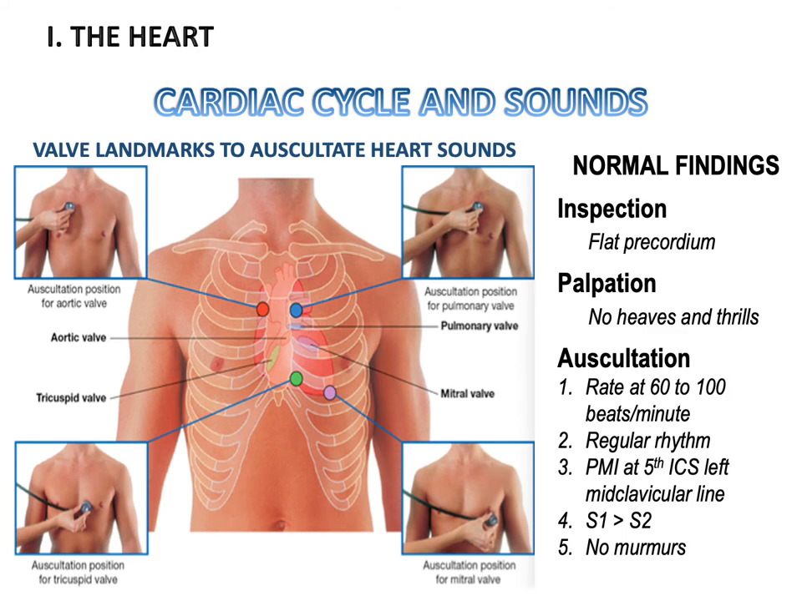Now, what are the other normal findings when we are to check for the heart? We use the methods of inspection, palpation, and again, the auscultation. When we inspect, the pericardium should be flat. When we palpate the area of the pericardium, there should be no heaves or thrills. What are heaves? These are palpable large beating of the heart.